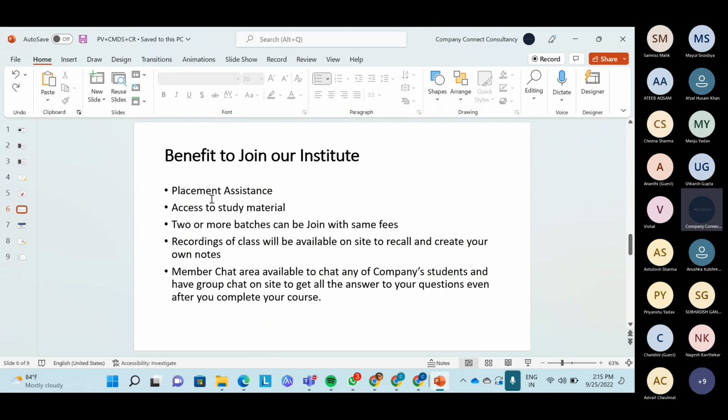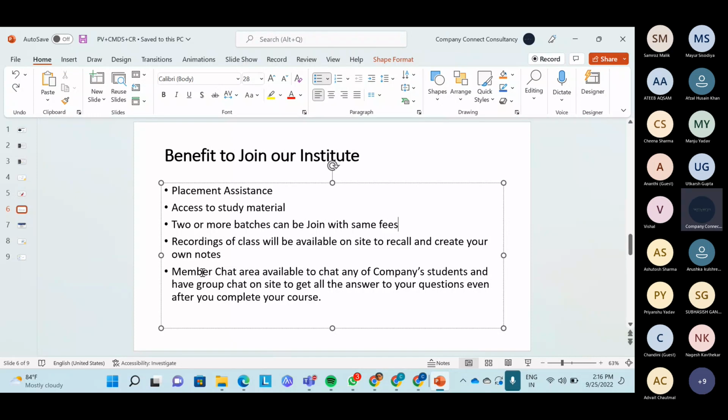The benefits of joining our institute include placement assistance, which will be provided after completion of the course. You will get access to study material, which you can download. You can also join 2 or more batches with the same fees. Once you register and pay, you can join any of the batches. If you did not understand in one batch, you can join a second batch as well. Recordings of the classes will be available on the site so you can recall and create your own notes.